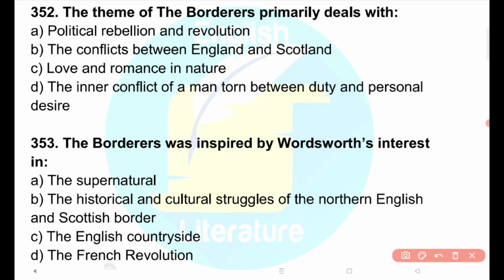The Borderer was inspired by Wordsworth's interest in option B, the historical and cultural struggle of the Northern English and Scottish border. Wordsworth set the play in the medieval period along the English-Scottish border, reflecting on lawlessness, power struggle, and moral dilemmas. He was inspired by historical conflicts in the border regions.